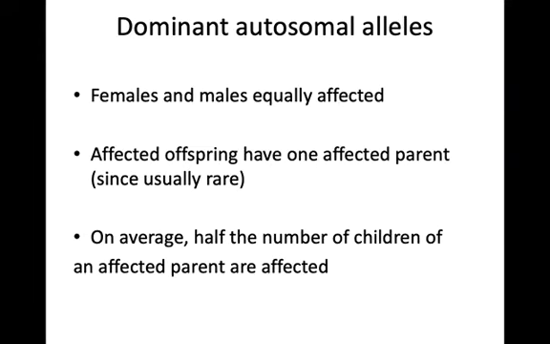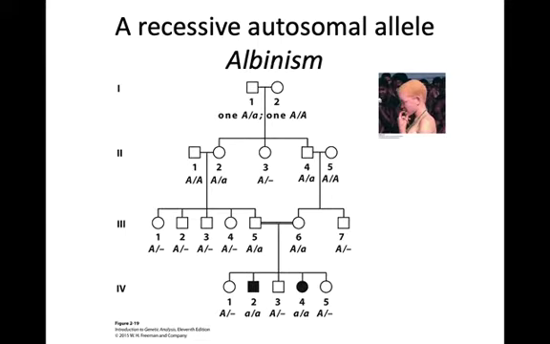So there's some typical rules for dominant autosomal alleles, such as the Huntington's disease gene allele. Females and males are equally affected. Affected offspring have 1 affected parent, all right, 1 because it's rare, so you wouldn't expect 2 just to randomly have this disease. And then on average, now obviously this is not going to be always the case, but on average, half the number of children of an affected parent are affected. Okay.